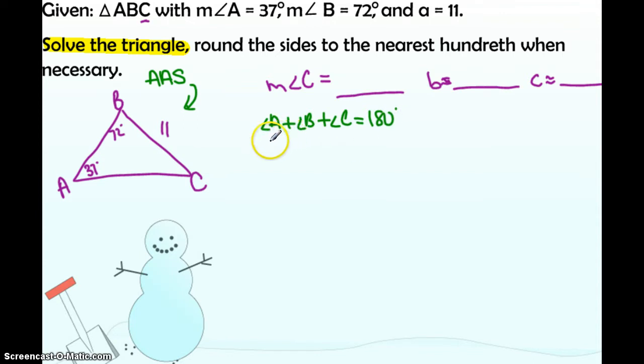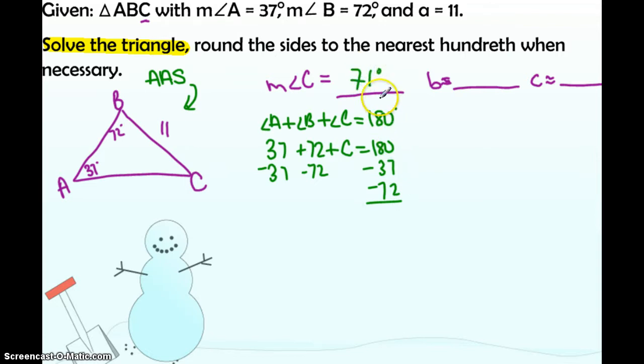So we've got 180 degrees, A is 37, B is 72, and our leftover is C. So when we're solving for C, we're going to subtract 37 and subtract 72, and angle C is 71 degrees. We need to figure out side B. So side B is down here.